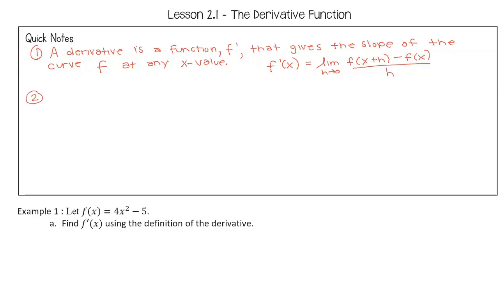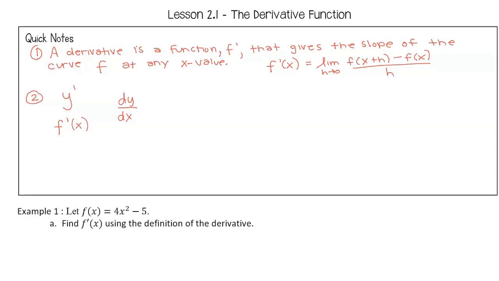Now, let's talk about notation. If we have a function y, the derivative is going to be y prime. Or if we have our function f of x, the derivative is going to be f prime of x. Then there's another notation. We can write dy/dx, the derivative of y over dx. So this means the derivative of y with respect to x.